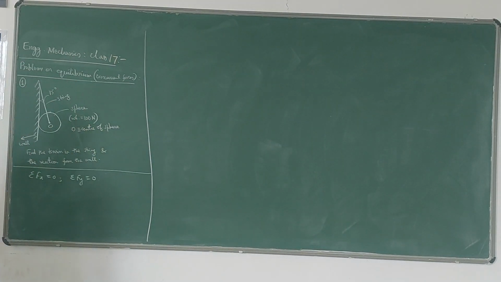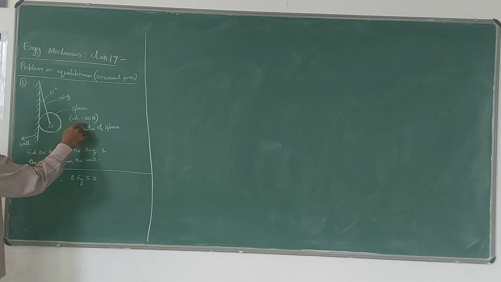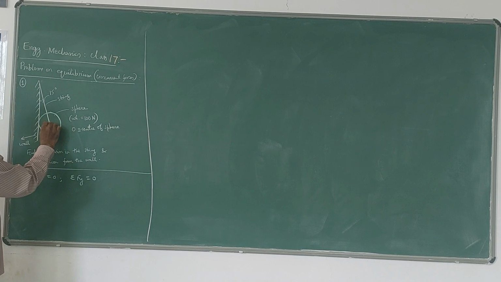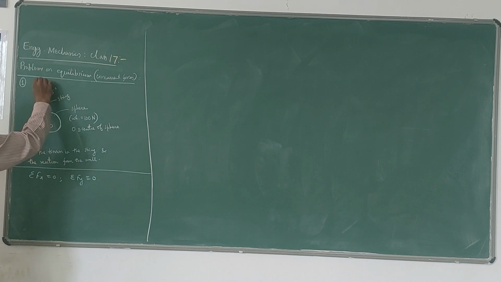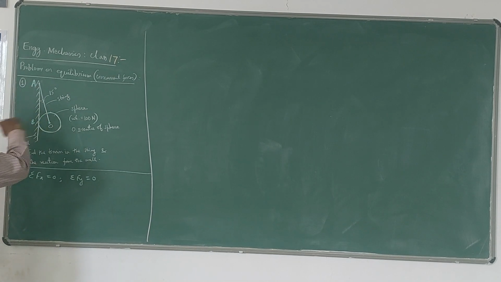Now, in the first example here, you can see that there is a sphere here. The weight of the sphere is 100 Newton. The sphere is connected to the wall with a string. So, this is the string, OA is the string, and it has a contact point to the wall at B. Sphere has contact point at B. So, this is the wall, this is the string, and this is the sphere.